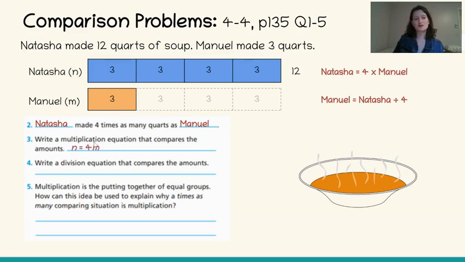So let's do that. Let's do Natasha's amount equals 4M. Remember that when you put a number and a letter together, it just means 4 times M. You could also write N equals 4 times M, or 4 dot M, or 4 asterisk M. And they will all mean the same thing. But N equals 4M, or 4 times M, would be a multiplication equation. Now we need to write a division equation that compares the amounts. Can you think of what the division equation might be?